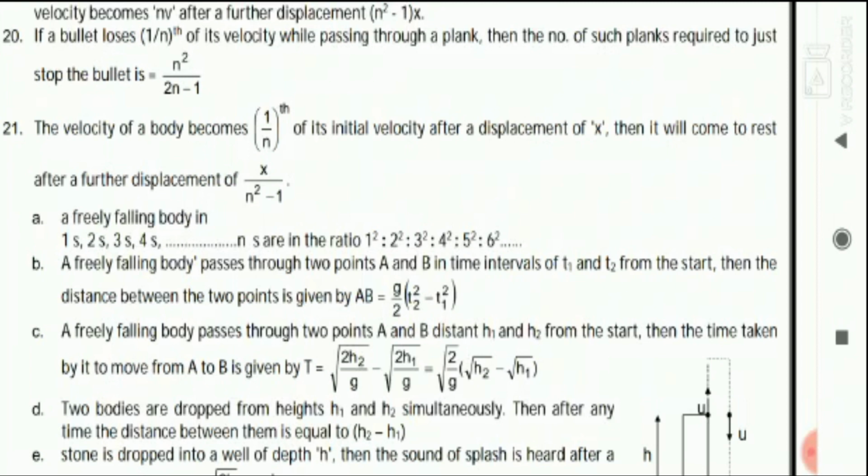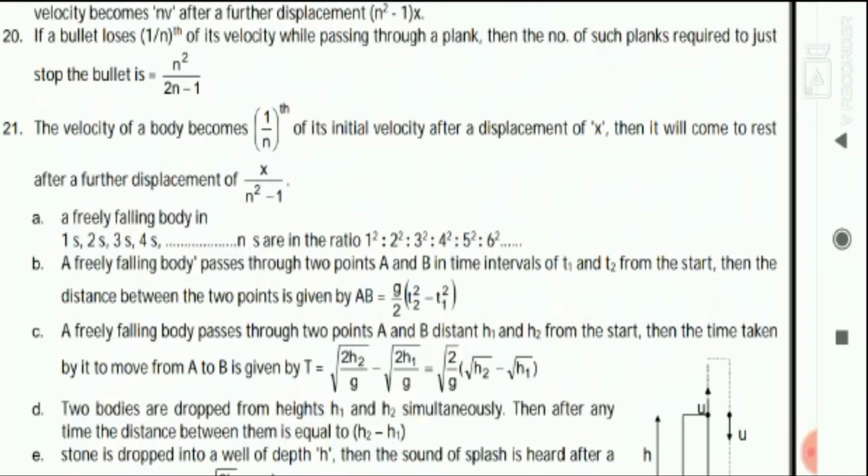So if he gives 1 by half of its velocity, in place of n you have to write 2. 1/3 of its velocity, in place of n you can write 3. 1/4 of its velocity, in place of n you can write 4. Like this you can use.